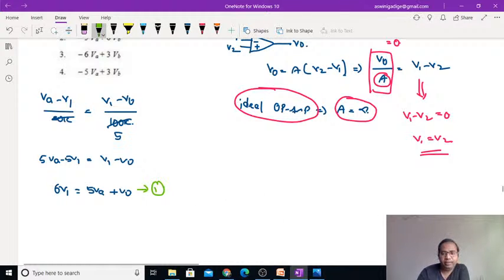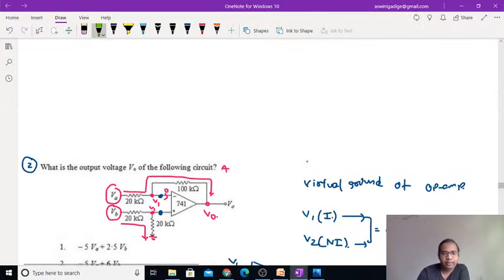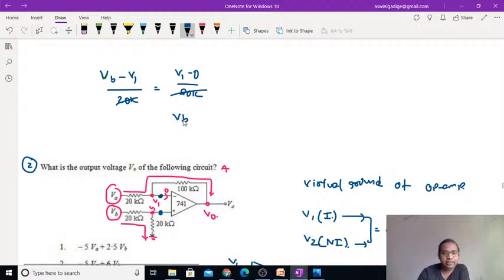Fine. And next, coming to this VB, whatever direction I have given here, if we write the equation for this one, then what will we get? (VB minus V1) divided by 20k is equal to (V1 minus 0) divided by 20k. So both these get cancelled, then I will get VB is equal to V1.